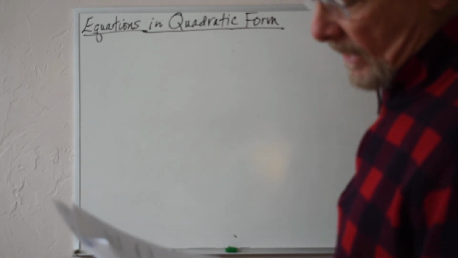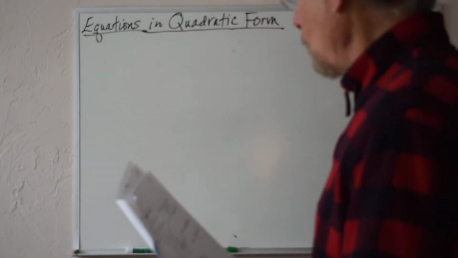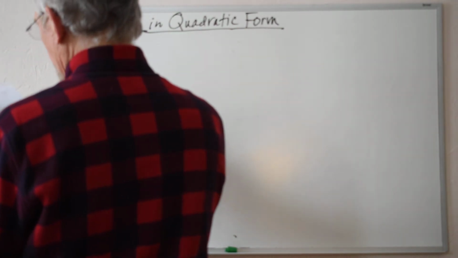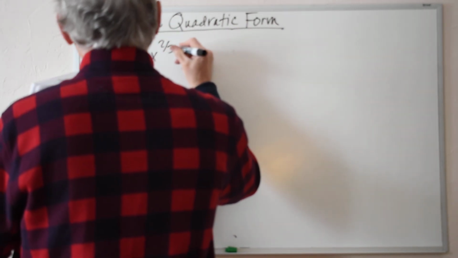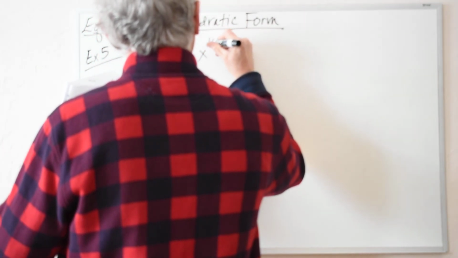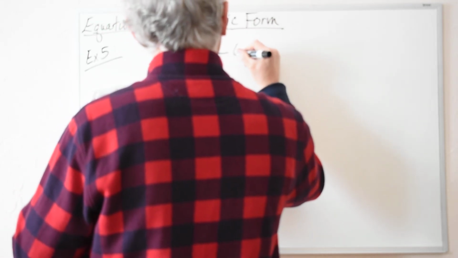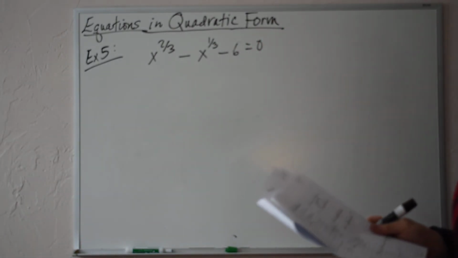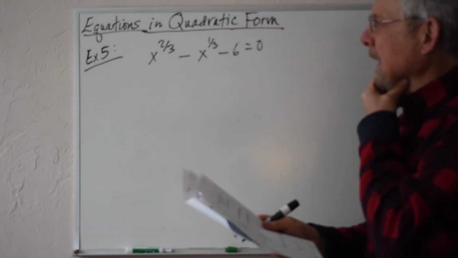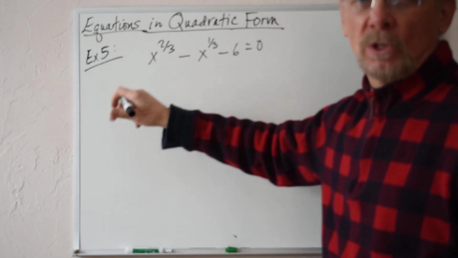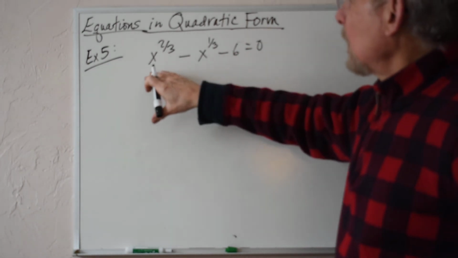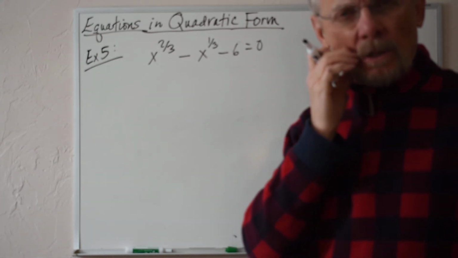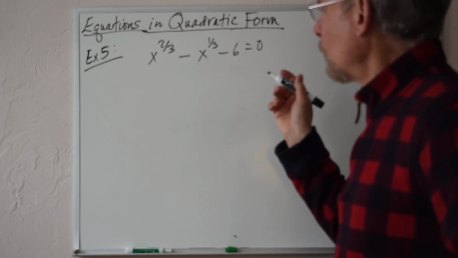Let's look at example 5 on page 291. X to the 2/3 minus x to the 1/3 minus 6 equals 0. And you look at that and say like, wow, what is that thing? You know, fractional exponents. Am I supposed to convert it to radical signs? Should I convert these to cube roots and start working? Yeah. You know, I think that would work. Actually, I think you could go that route. But here's an easier way.